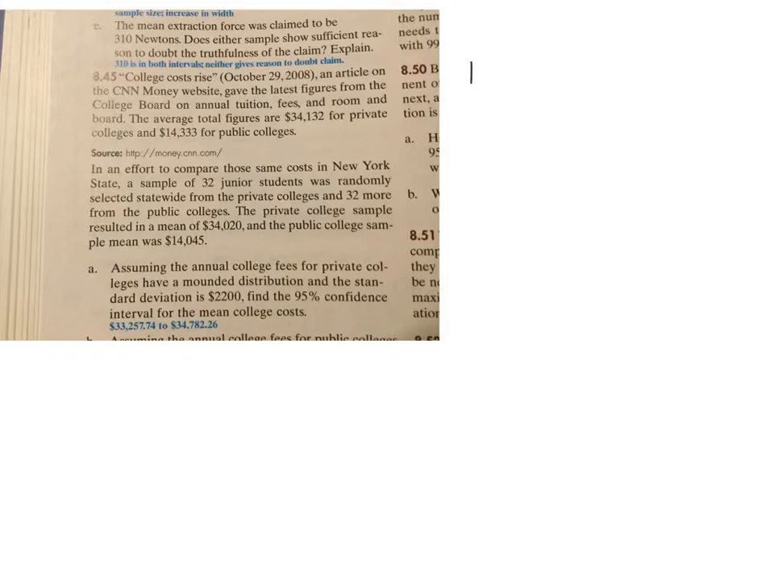So right away I can see I'm given some information about my sample, and that is that n is 32. And then it also takes a sample from the public colleges. But again, Part A has me constructing a confidence interval for the private college mean. So I'm going to disregard the public college. It says the private college sample resulted in a sample mean, x bar, equal to $34,020.